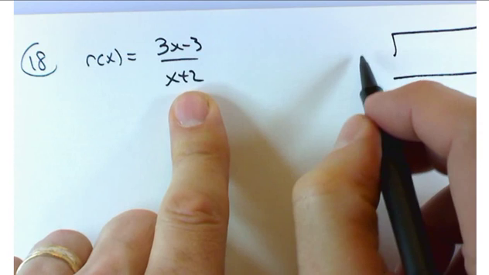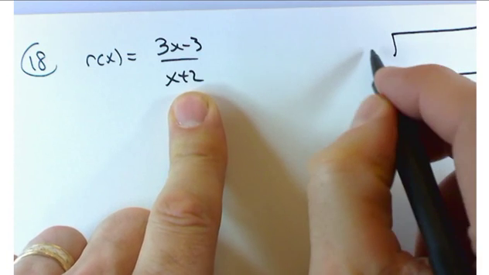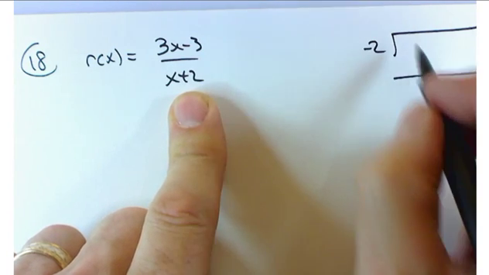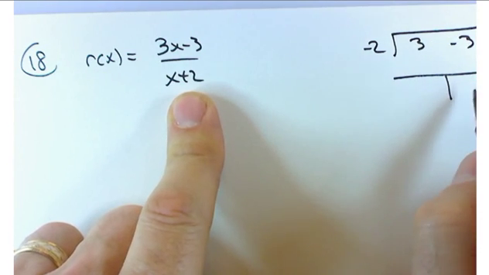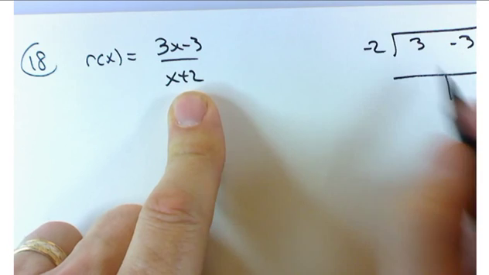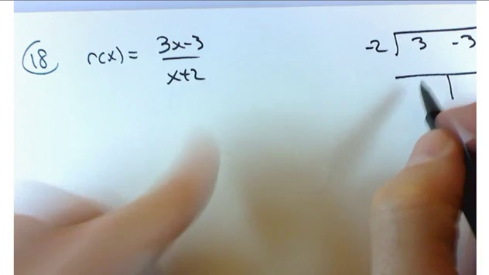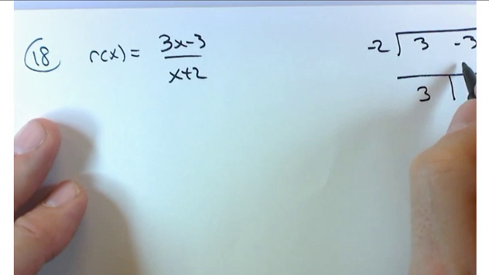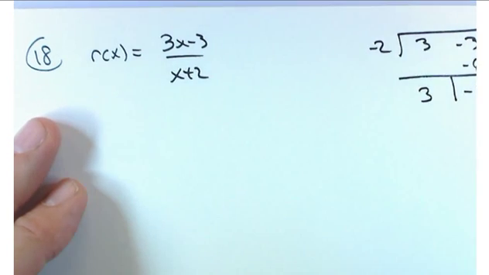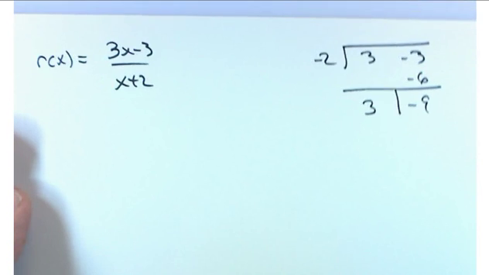What number am I going to put out in front here? Negative 2. And then here I'll have a 3 and a negative 3. And oh, by the way, that's going to be my remainder right here. So add going down, I get a 3. Multiply to go up, I get negative 6. Add to go down, I get negative 9.